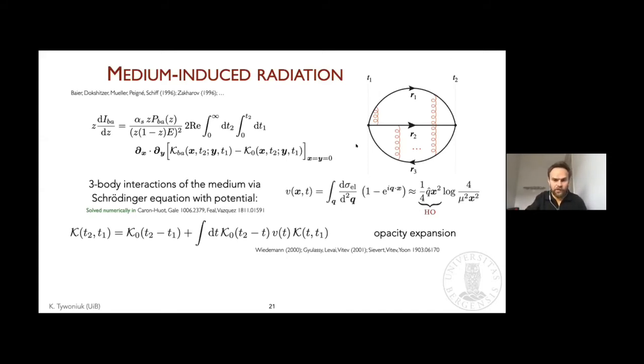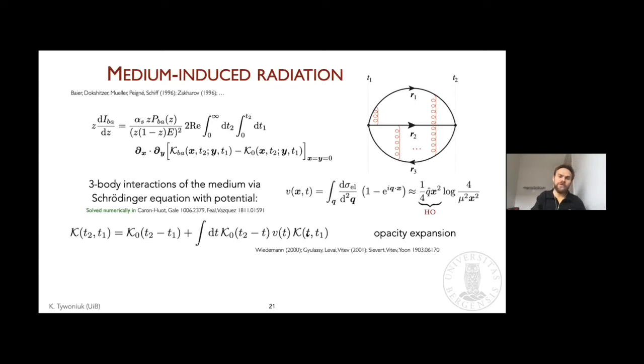Typically, this system, this equation, this K, was solved using the opacity expansion, which was first introduced by Wiedemann and also by Gyulassy, Levai, and Vitev. So basically, you simply resum the many scatterings. First you have a vacuum term, a vacuum evolution with no medium effect. That is automatically canceled here in this difference.